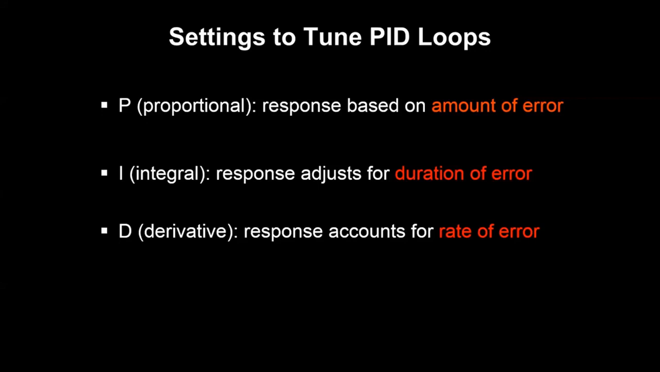The integral component accounts for the duration of error. So it's integrating or accumulating all of the error that it's seen and adjusting its response accordingly. And finally, the derivative accounts for the rate of error. So it's almost projecting out and seeing, based on the change of error, what magnitude of change it should have in its response to accomplish the set point.